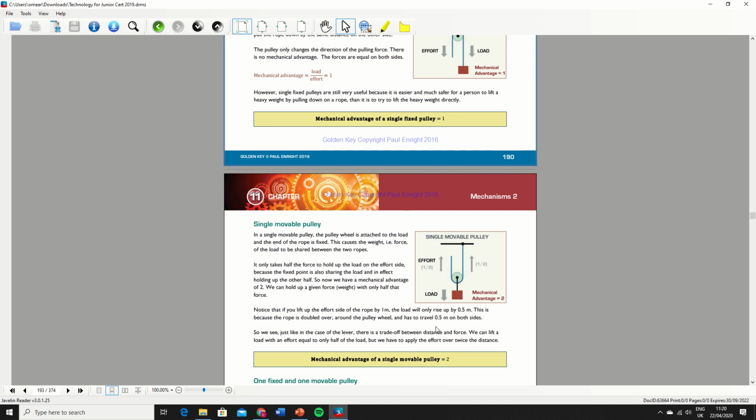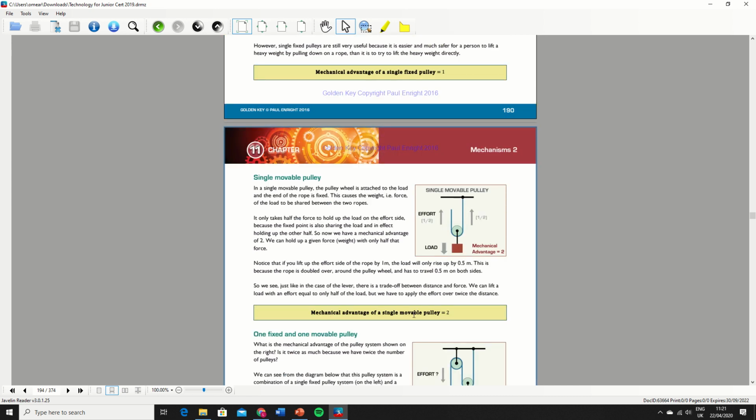Okay, so basically what that means is, if this is 20 kilos, we only need 10 kilos to pull it up. But if we want to move it 1 meter, we have to pull this rope 2 meters. Okay, so mechanical advantage, again, you just have to know what it is. The mechanical advantage of a single movable pulley is 2.